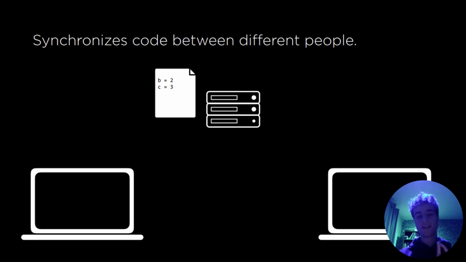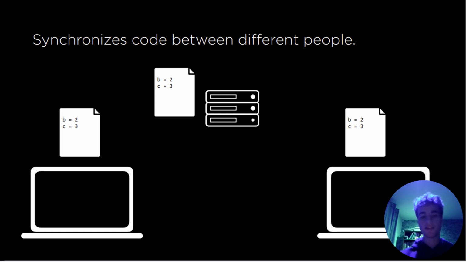Another thing with Git is that it allows you to synchronize code between different people. Here we've got a computer on the left, a computer on the right, and the server, and the server stores the actual code. Right now the server is storing some code that says B equals 2 and C equals 3. We can get that code and have it on each of our computers.